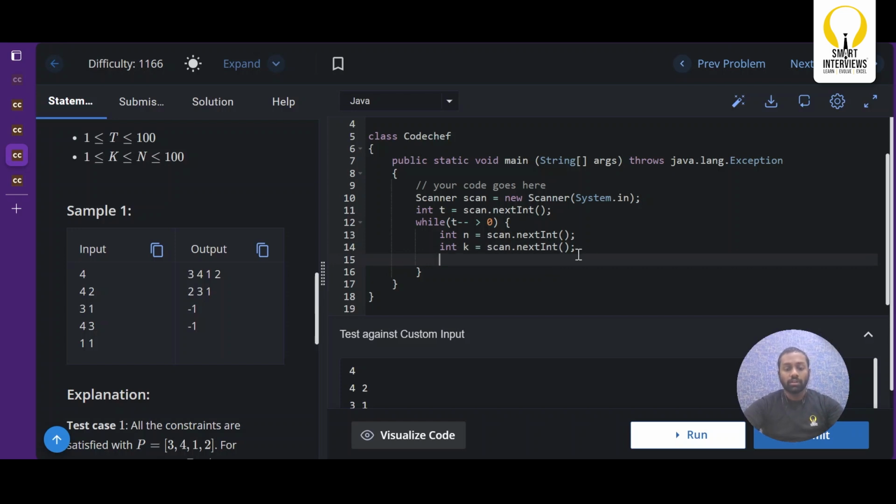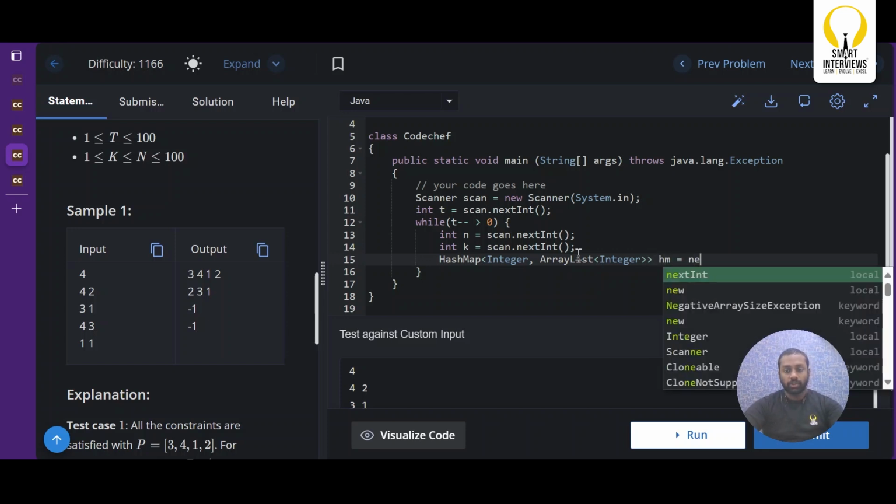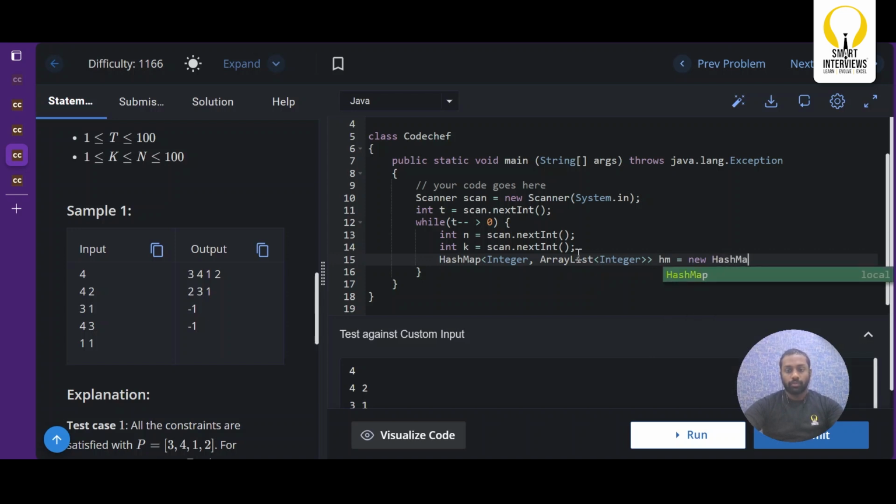Now, after getting n and k, what was my task? I need to know for every remainder how many numbers are possible, and what are all those numbers possible. So I need to maintain something along with that, for which we usually use a hash map. Something that is the key along with the other thing that is the value. Here the key is an integer, the value is an array list of integers, because we do not ideally know how many integers are going to come. So Integer, ArrayList of Integer hm equal to new HashMap.